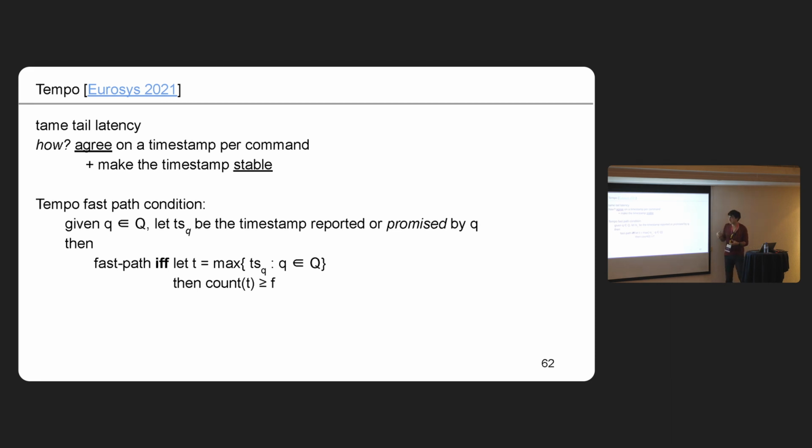So you take the fast path when you know the maximum timestamp being reported. It's the same protocol as Egalitarian Paxos. You send the command to a quorum, and the quorum replies, except they don't reply with dependencies this time, but with a timestamp. And you take the fast path if the highest timestamp was reported at least f times. Okay, so it's kind of the same operator.